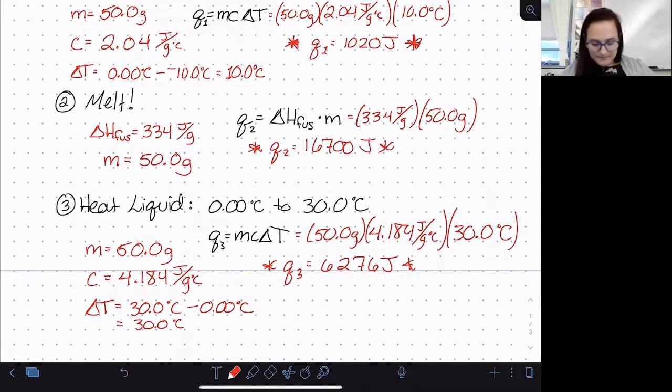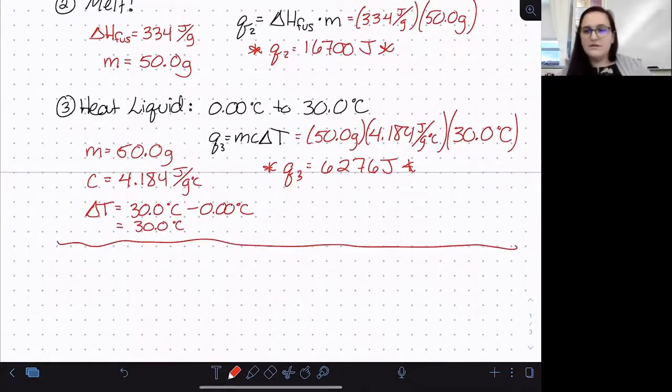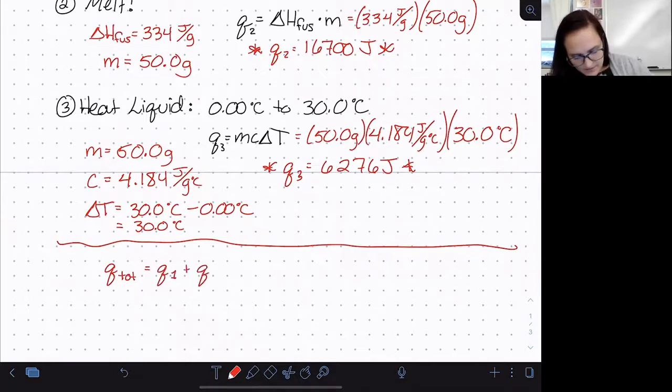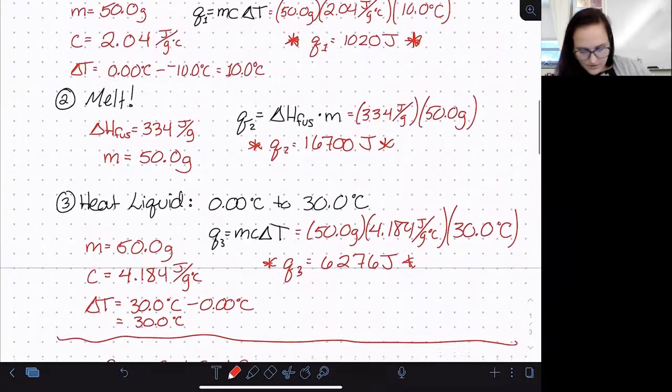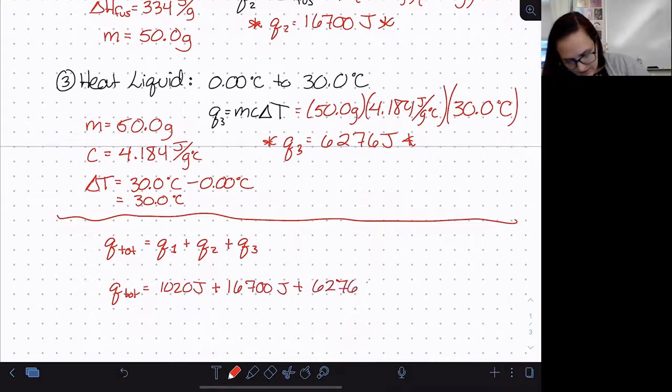So then the last step in this process is to just add all of those things together. So the total amount of heat involved in this is just going to be the sum of all of the different parts of Q1 plus Q2 plus Q3. So for Q1, we had 1020 joules. For Q2, we had 16,700. For Q3, we had 6276.